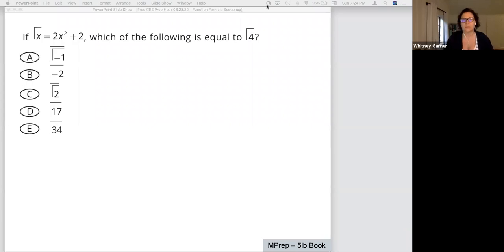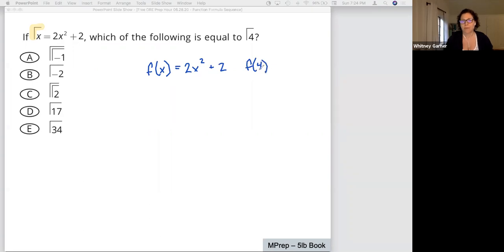And that's the idea here: they know you've seen f of x or g of x or what have you, so they want to make it more complicated. Instead of using the notation f of x, they make up new notation. What this really says is f of x equals 2x squared plus 2. So what is f of 4?